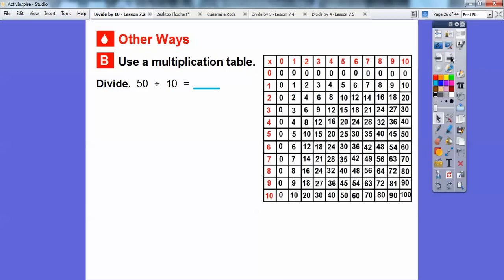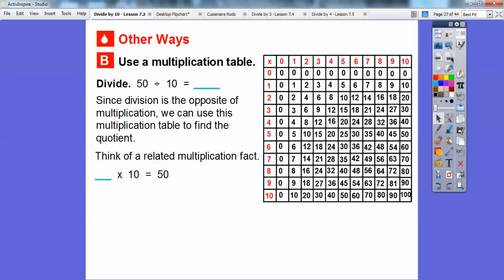Here's another way, you guys. We can use a multiplication table to divide 50 divided by 10. Since division is the opposite of multiplication, we can use this multiplication table to find the quotient of 50 divided by 10. So think of a related multiplication fact that has these two numbers right here. This is saying what number times 10 equals 50.